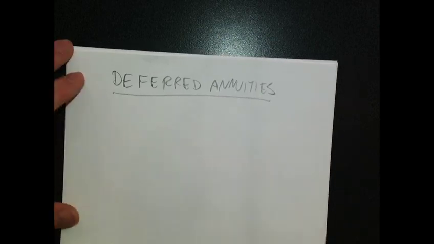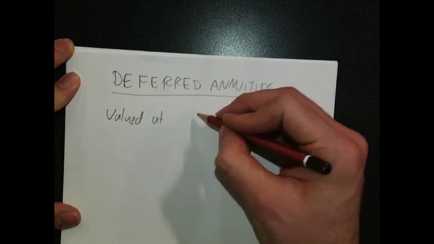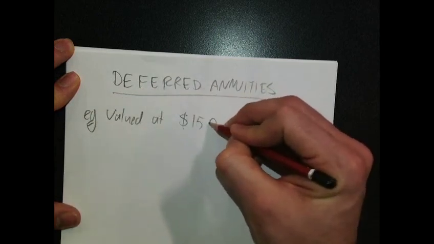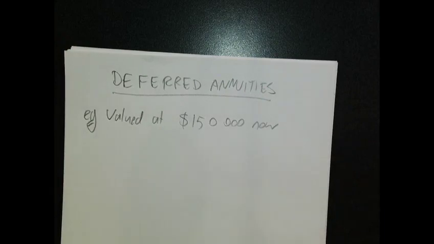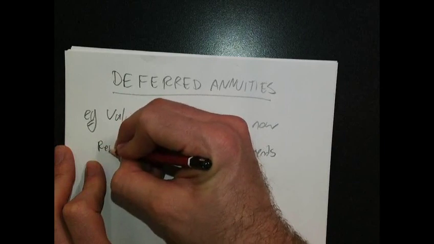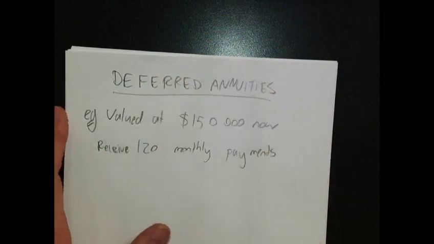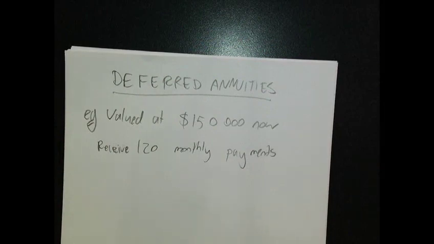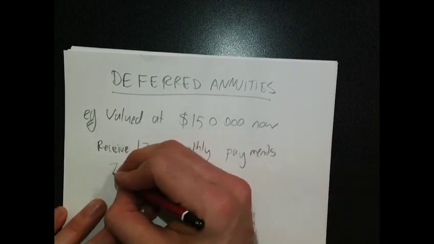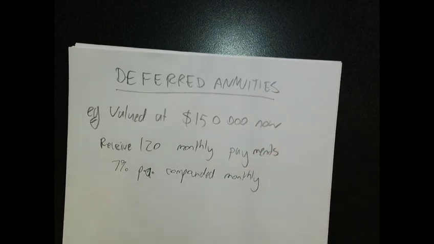I'm just going to do an example that's from the lecture notes. A life insurance policy is valued at $15,000 now. The beneficiary will receive 120 monthly payments. Interest on this policy is paid at 7% per annum compounded monthly. Determine the value of the regular payments if the first payment is made in a month's time.